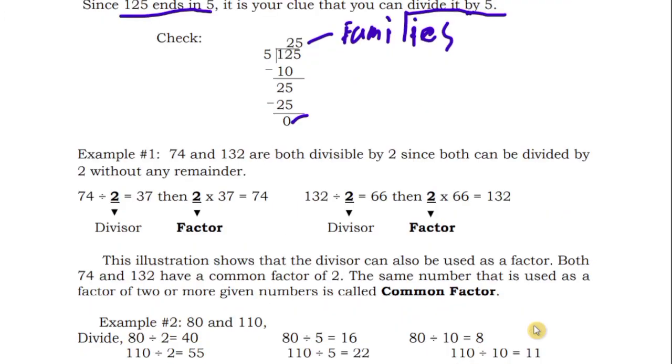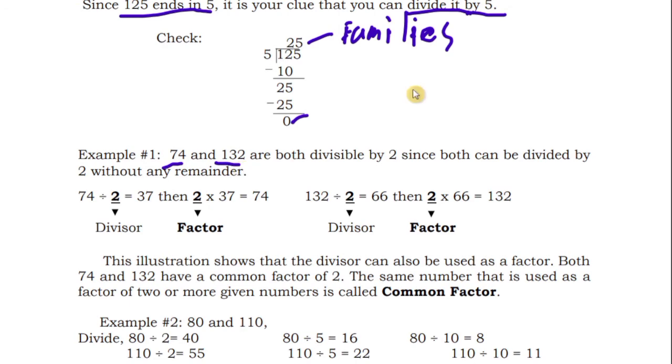So let's proceed now to another set of examples. Given that 74 and 32 are both divisible by 2. Check. Why?